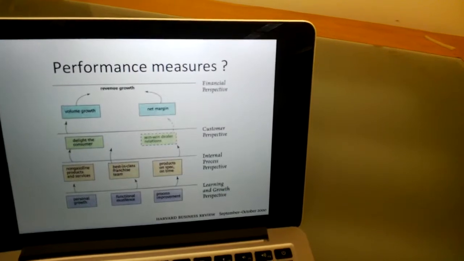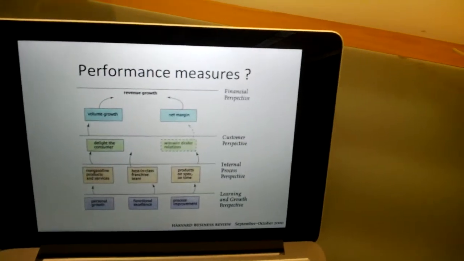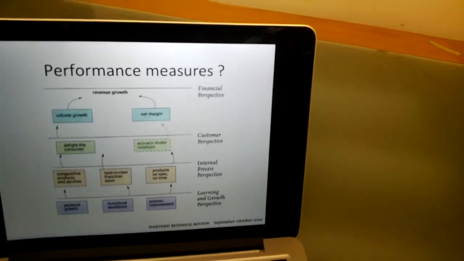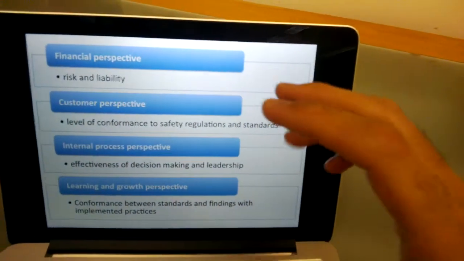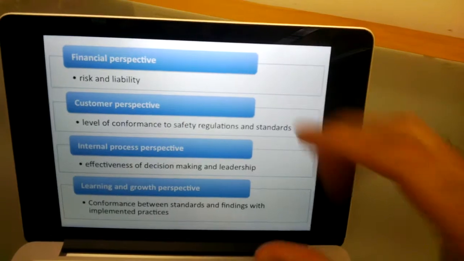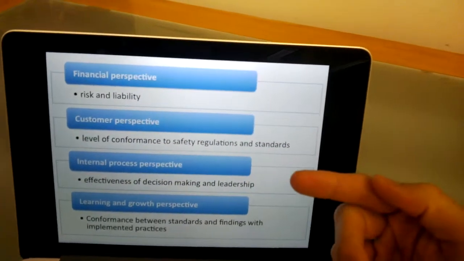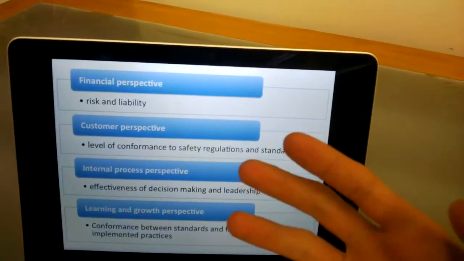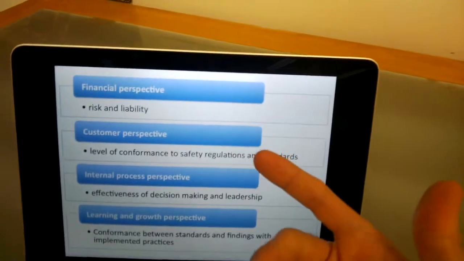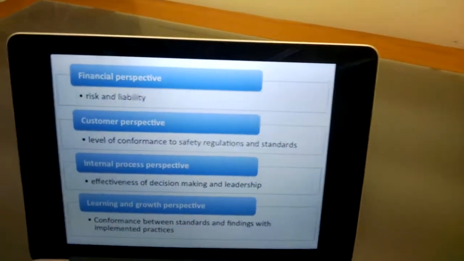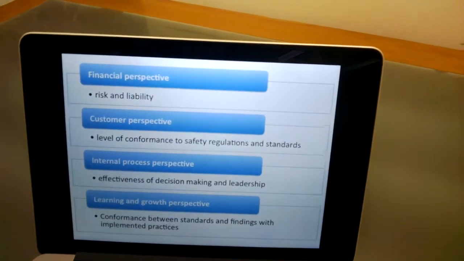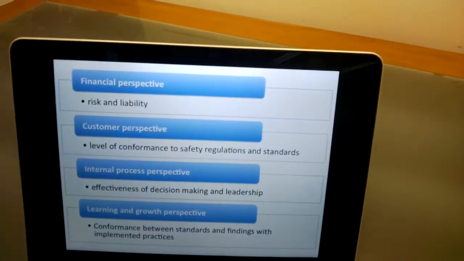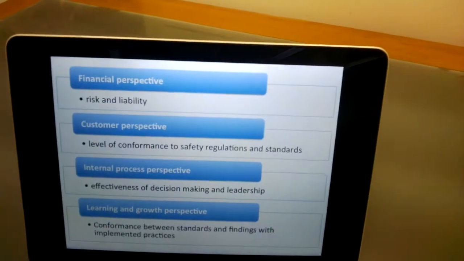Now, we would have different perspectives and performance measures. It could be financial, customer, internal processes, and learning and growth. Here are four main perspectives. We have the risk and liability that the company and the government would incur. That's something they could measure and evaluate, to see how well their plans are reducing the risk and liability. Are the benefits outweighing the costs?